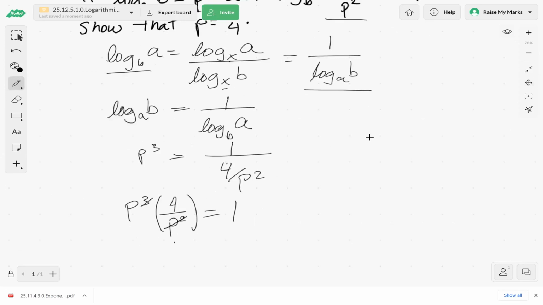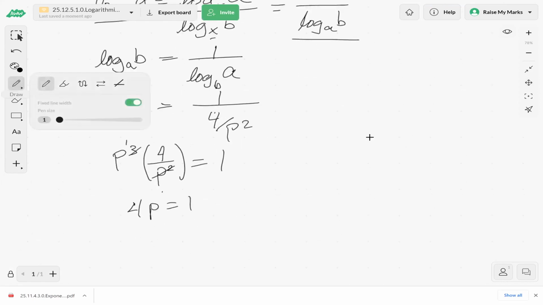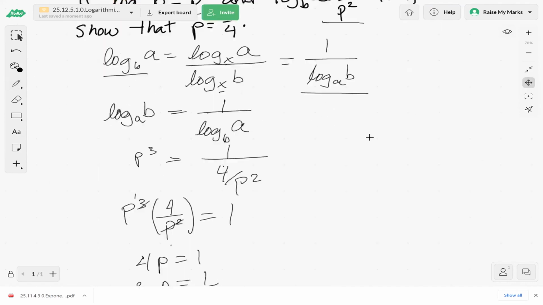We're left with 4p equals 1. So now let's solve for p and see what we get. This means we can divide both sides by 4 and we get that p equals 1 over 4, which is exactly what we were asked to show.